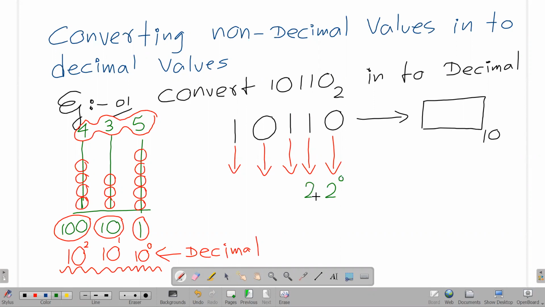This is going to be 2 to the power 1. This is going to be 2 to the power 2. This is going to be 2 to the power 3. This is going to be 2 to the power 4. Right?